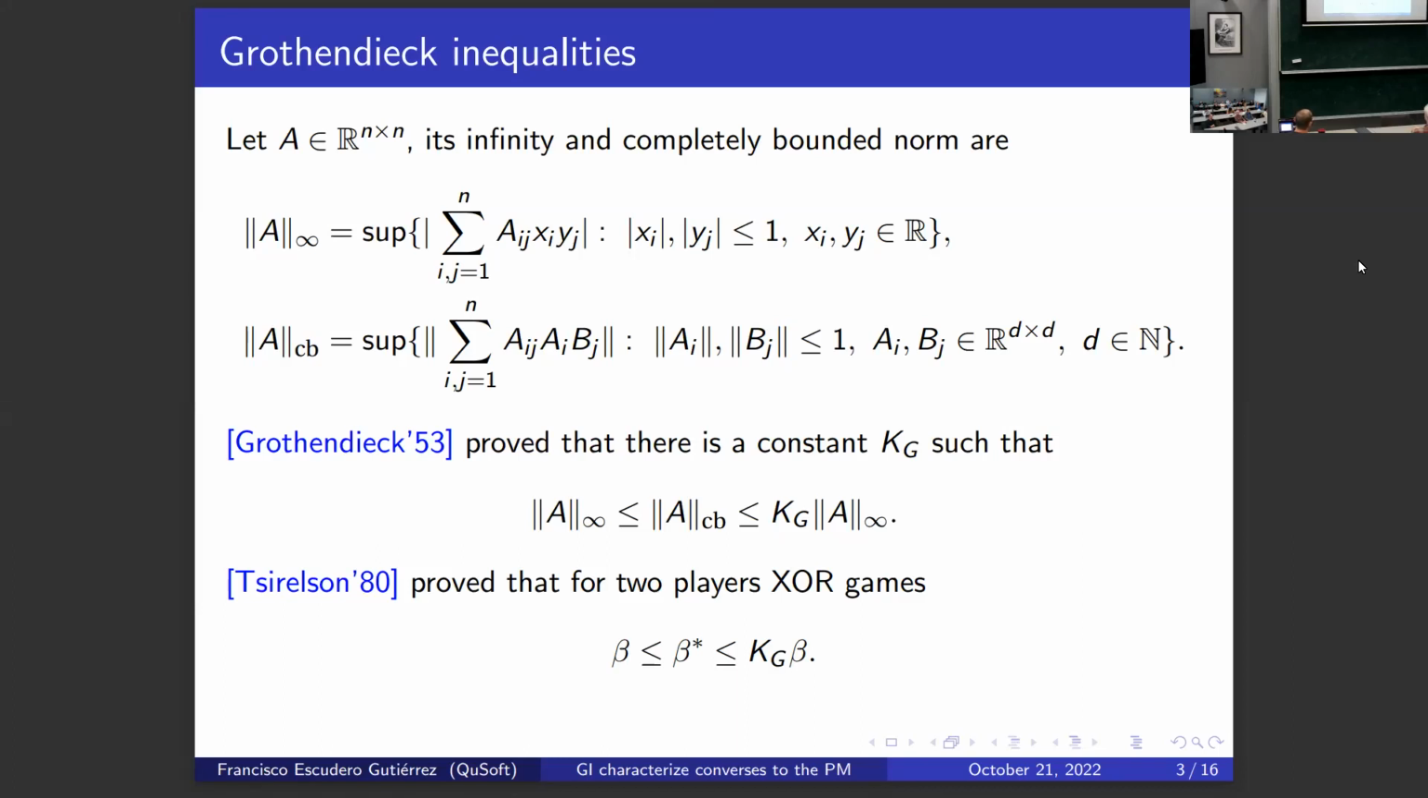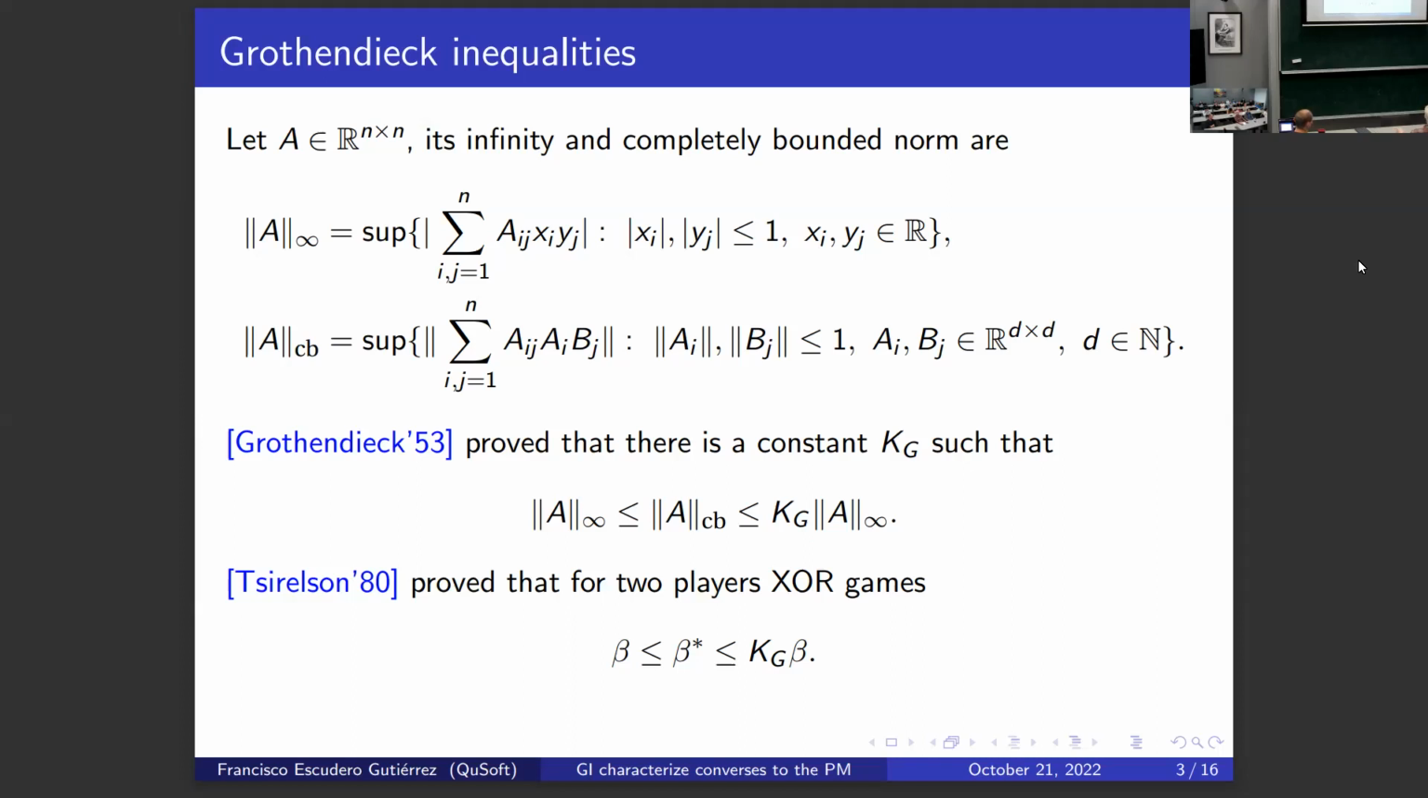So at the end of the day, what Tsirelson did was translating the Grothendieck inequality to the language of quantum information theory, and that is what is known as the Tsirelson bound, which is important because it's telling you that the quantum bias cannot be much bigger than the classical bias. So for XOR games of 2 players, the classical and the quantum correlations can do almost the same.